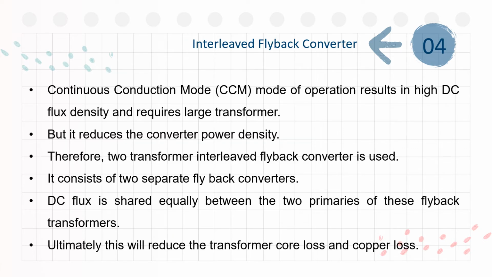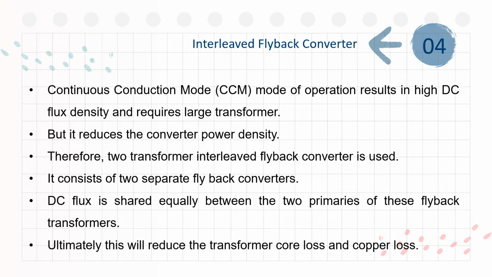The continuous conduction mode produces a high DC flux density and demands a big transformer. However, it lowers the power density of the converter. As a result, a flyback converter with two transformers is used, also known as the interleaf flyback converter.